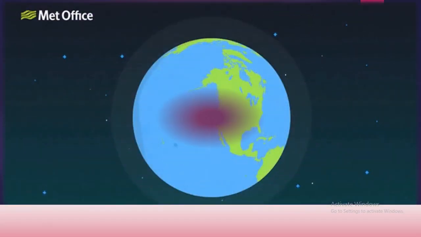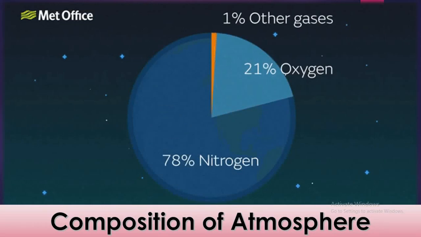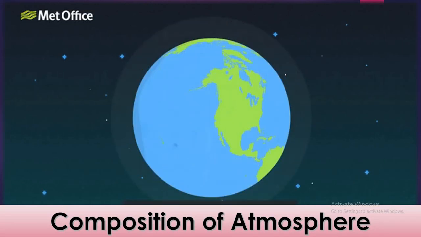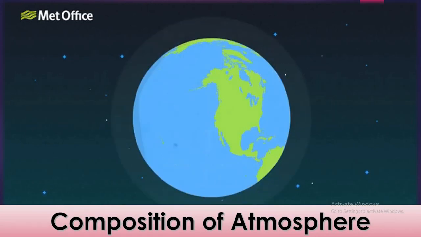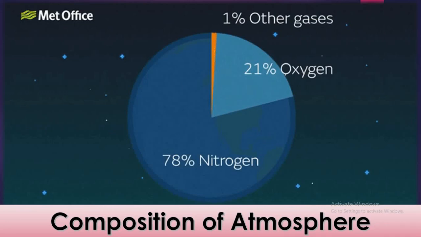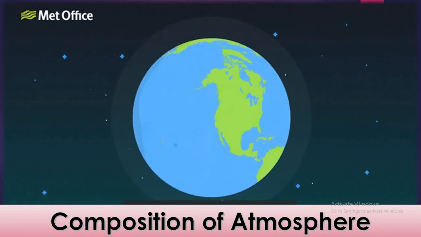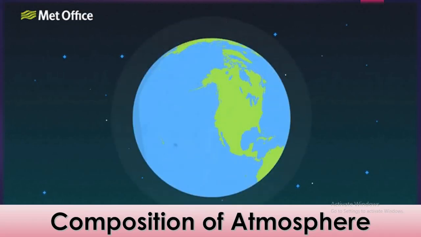The composition of atmosphere. We have 78% of nitrogen and 21% of oxygen and 1% other gases. That's why I told you, without the air, we will not be able to survive.